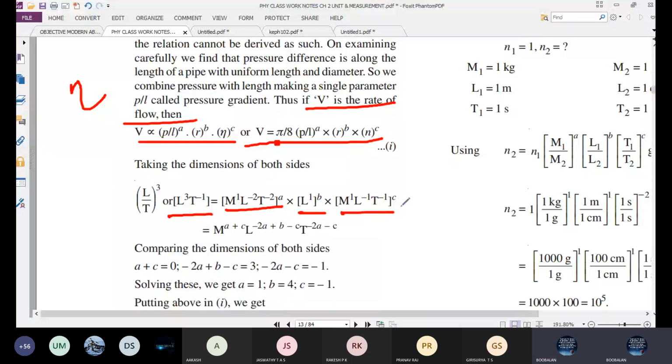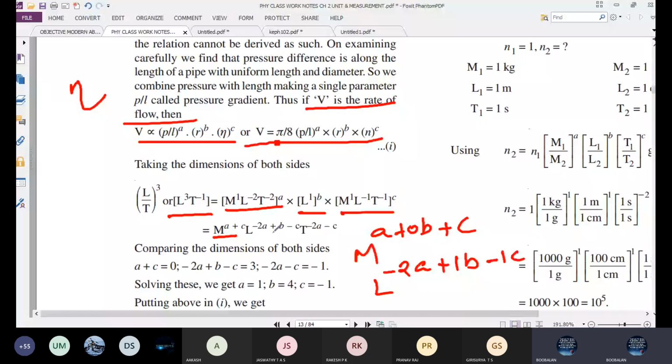All the M: a. Next step, here there is no b, so you can write 0b. Next, plus c. This is 0b, a plus c. Same for L also. L power minus 2a for b plus 1b, for c minus 1c: minus 2a plus b minus c.